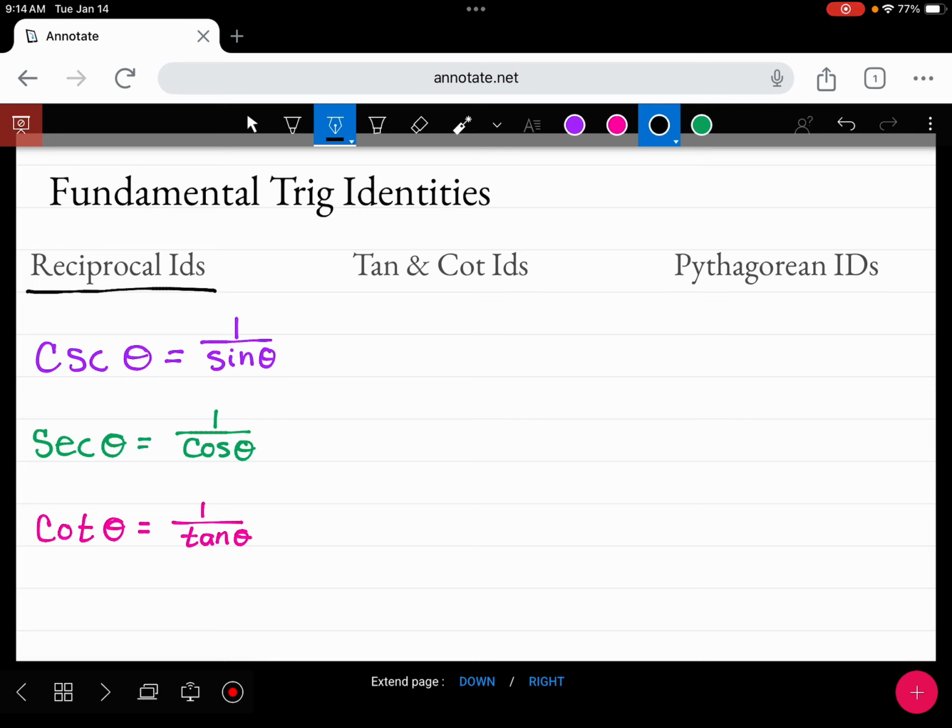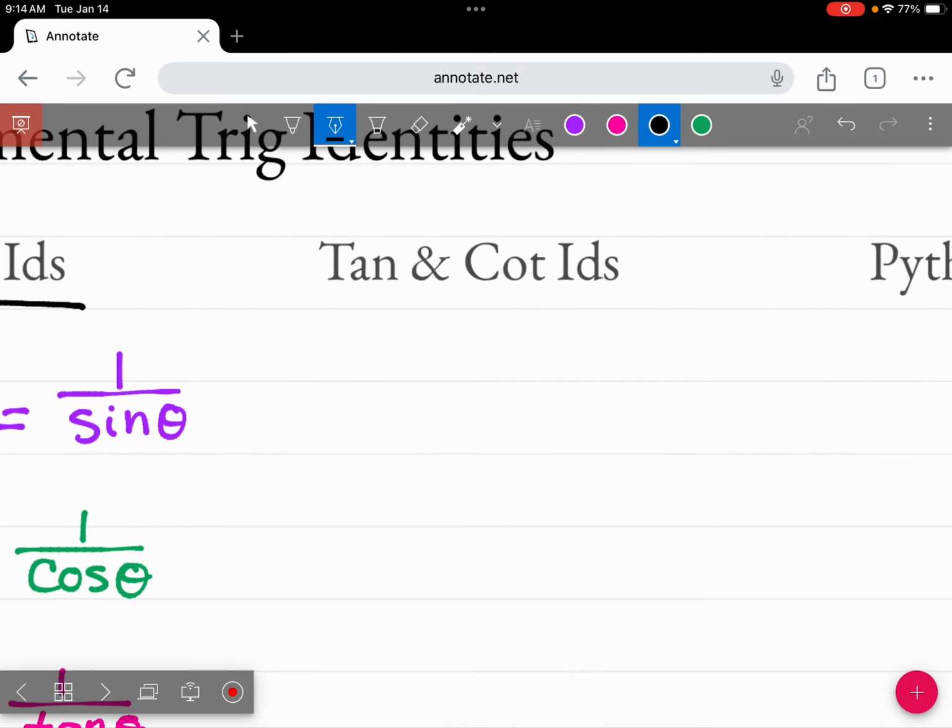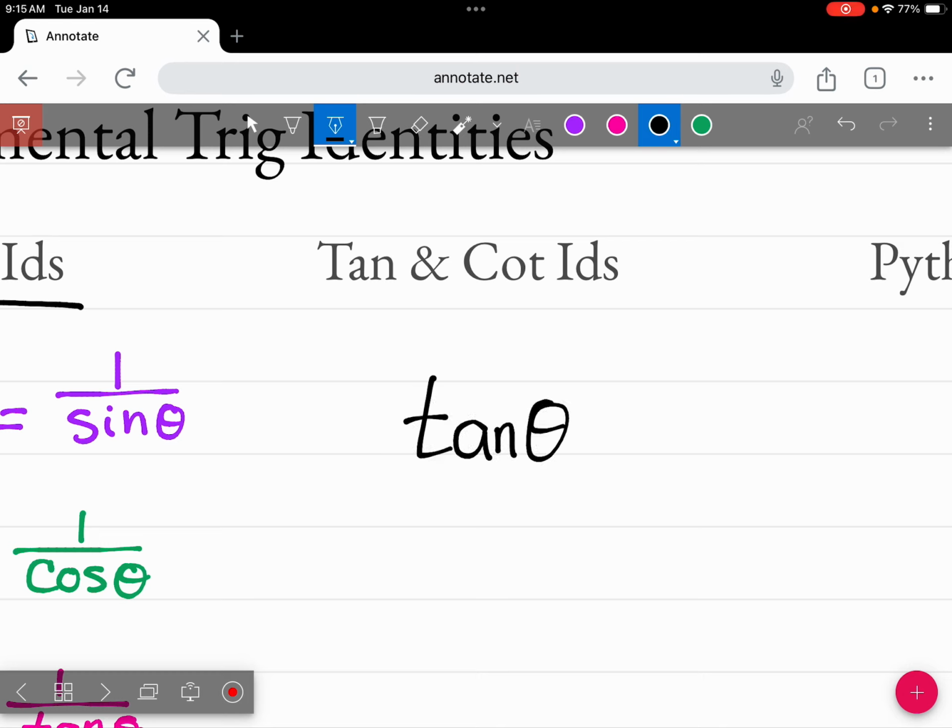For tangent and cotangent identities, what we're doing is relating tangent to sine and cosine, and cotangent to sine and cosine. So when we're thinking about tangent of theta, there's another way I could write that. It's the same thing as sine of theta over cosine theta.